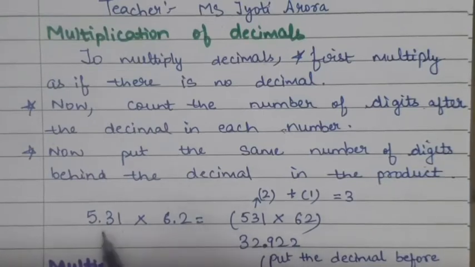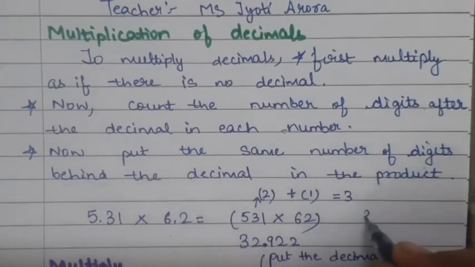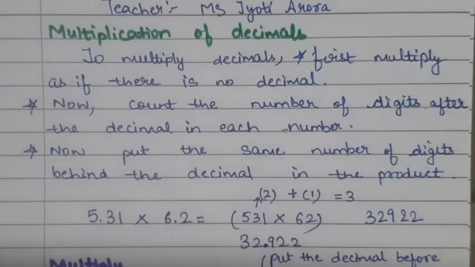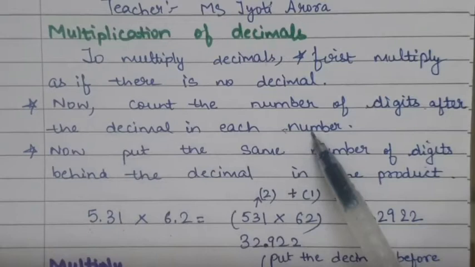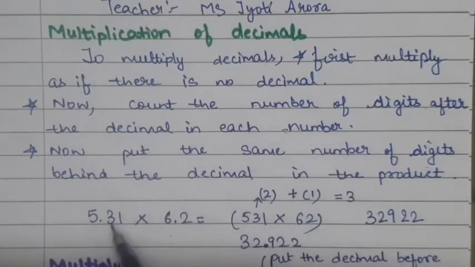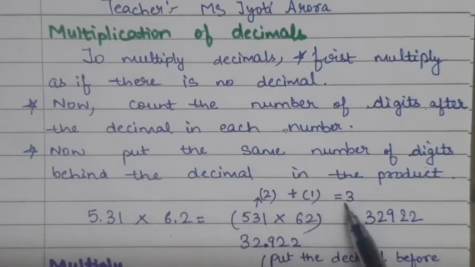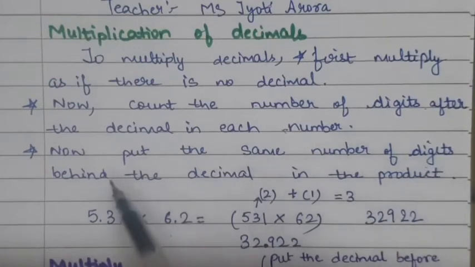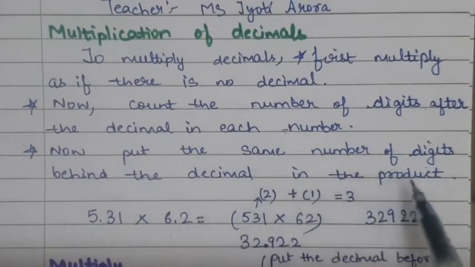First of all, let us multiply 531 and 62. We got 32922. Now we will count the number of digits after the decimal in each number. So here after the decimal there are 2 digits and there is 1 digit. So how many total digits are there? 3. Now put the same number of digits behind the decimal in the product.